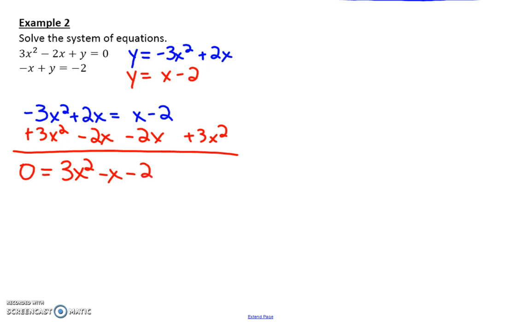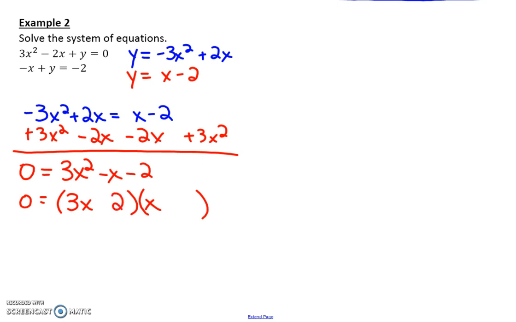Okay, and then we can go ahead and factor that to find our zeros. So we know 3 has to go in front of one set of parentheses and x has to go in the other because 3 is a prime number. And then we know that 2 and 1 are the only factors of 2, but we need to get that sum of -1.